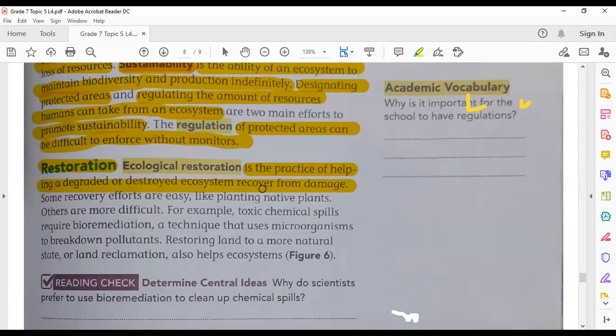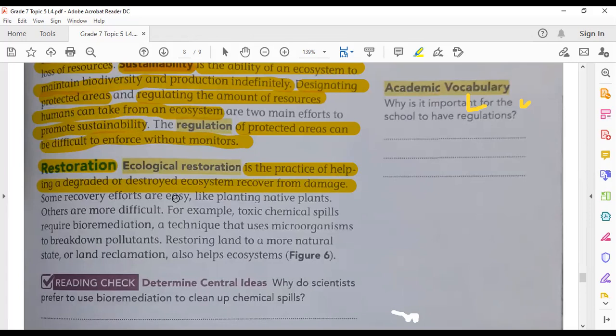For example, if there is a damaged or broken wall, you can repair it or restore it. The same thing for ecosystems. Damaged or degraded ecosystems can be restored. This is called ecological restoration. It is the practice of helping degraded or destroyed ecosystems to recover from damage. Some recovery efforts are easy.